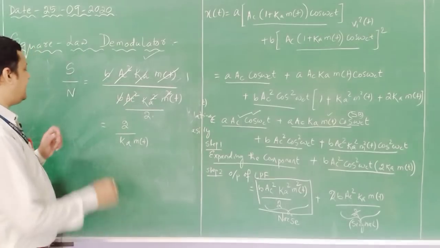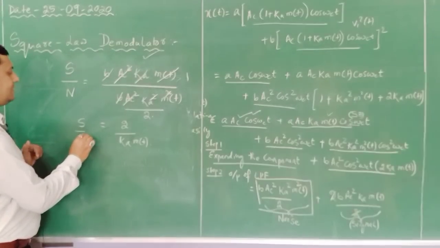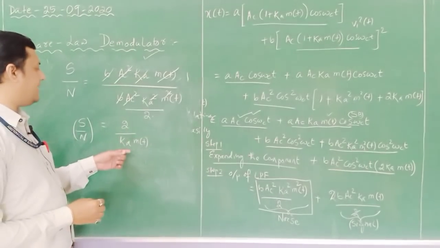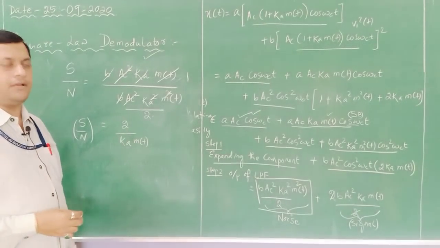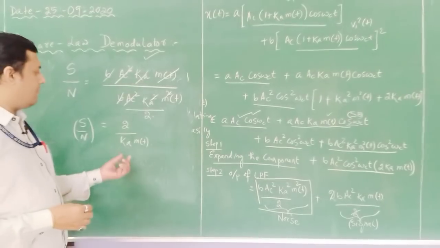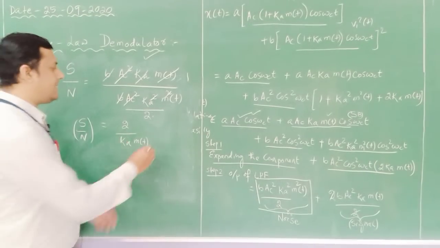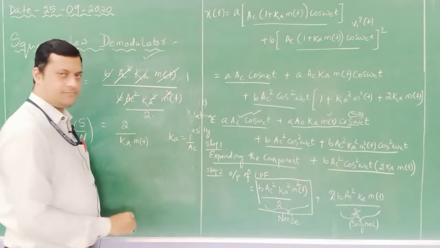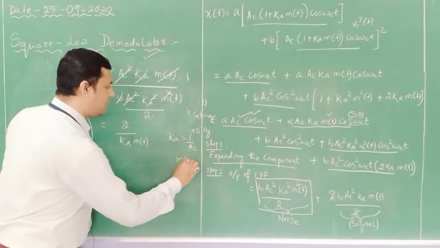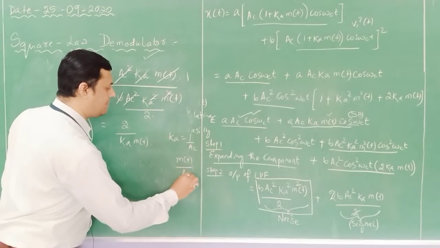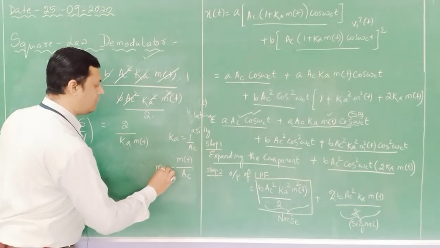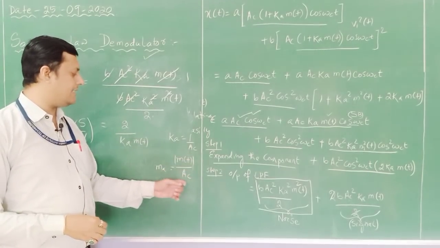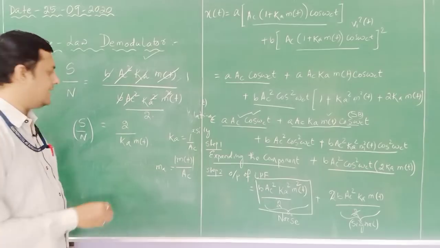Done? So this indicates that the signal to noise ratio is equal to 2 divided by Ka into m of t. Now what is this Ka? This Ka is 1 by Ac. Now what is this m of t? m of t divided by Ac, the magnitude of the modulating signal divided by Ac, gives you the modulation index.